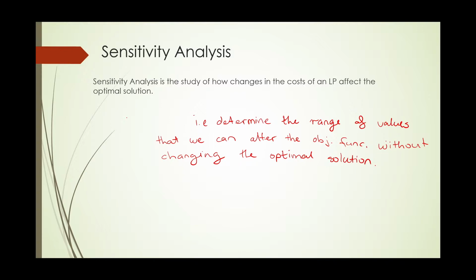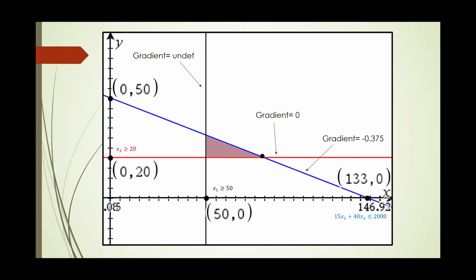Sensitivity analysis is the study of how changes in the cost of an LP can affect the optimal solution. In other words, determining the range of values that we can alter in the objective function without changing the optimal solution. So as we can see here, the gradient for this one is undefined as it's straight vertical, and this one here is horizontal, so it's 0, and the production constraint here is negative 0.375.